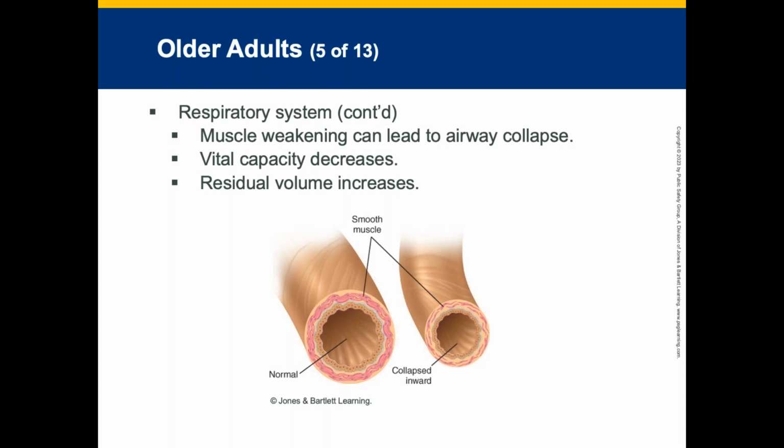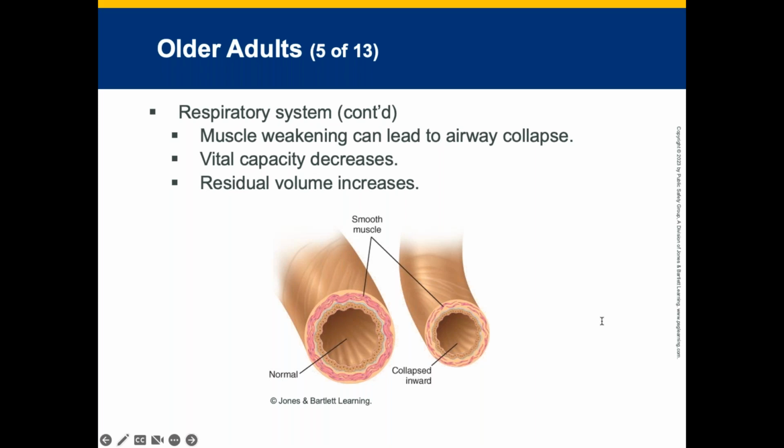By age 75, the vital capacity may amount to only 50% of the vital capacity noted in a young adult. Contributing factors for this would include loss of respiratory muscle, increased stiffness in the thoracic cage, and decreased surface area available for gas exchange, for the air to be able to be exchanged at the alveolar level.